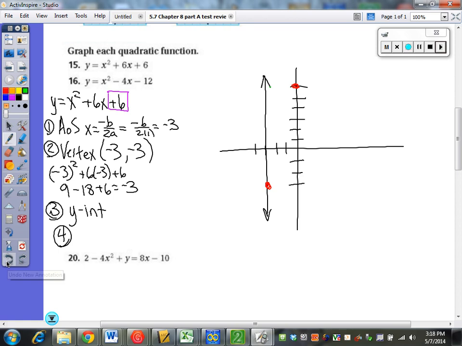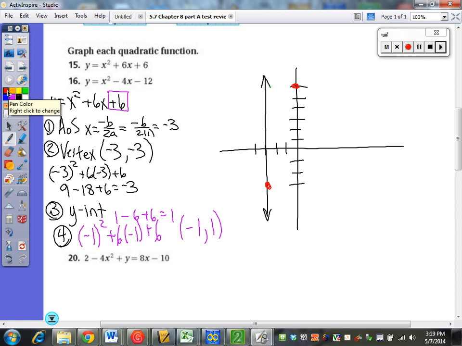Okay, so I'm going to pick an easy one, which is going to be, let's use purple, -1. So we have -1 squared plus 6 times -1 plus 6. So we're going to have 1 minus 6 plus 6, which gives me 1. So when x equals -1, y equals 1. That is my other point that I'm looking for.